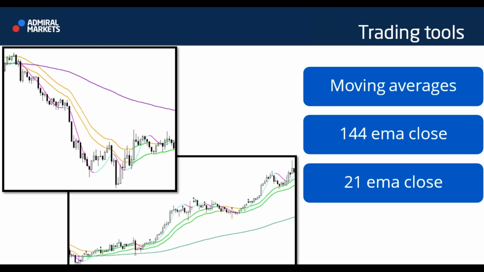So as you can see in these two examples, when price is above the 144 and the 21 is above the 144, you get trend alignment to the upside. If you have the 21 EMA below the 144 and price below both, you have alignment to the downside. So these are very trending phases. When that happens, I know that there's a good chance of good momentum appearing on the chart. So this is by far my favorite combination, but it's not the only combination.